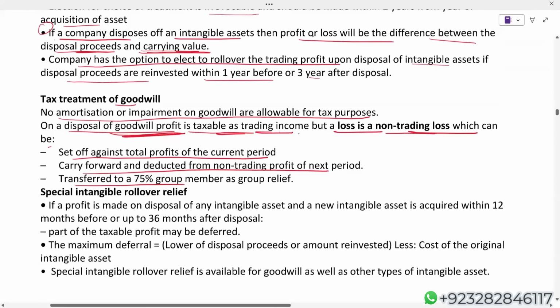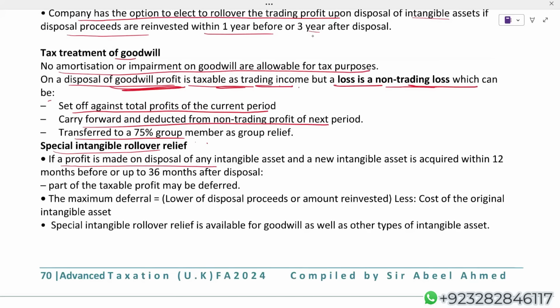A special intangible rollover relief, this is also important. If a profit is made on disposal of any intangible asset and new intangible asset is acquired within 12 months before or 36 months after disposal, part of the taxable profit may be deferred. This is important. How to calculate? The maximum deferral is equal to the lower of disposal proceeds or amount reinvested.